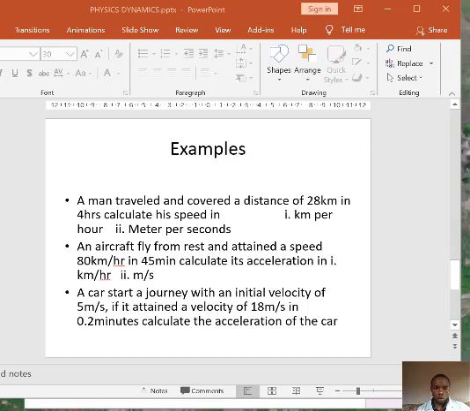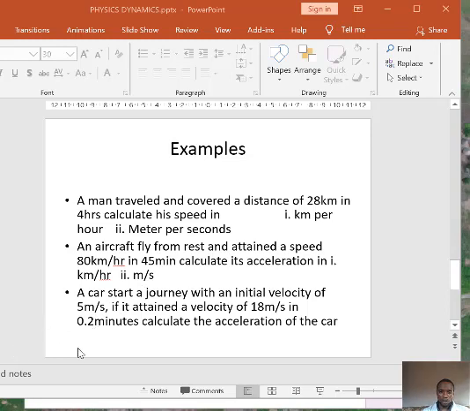The second question is an aircraft flies from rest and attains a speed of 80 kilometers per hour in 45 minutes. Calculate its acceleration in kilometer per hour squared and also in meter per second squared. So we are going to calculate first in kilometer per hour squared and secondly, meter per second squared. First of all, we need to convert the 45 minutes to hours.